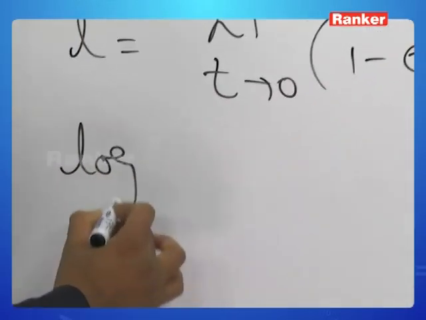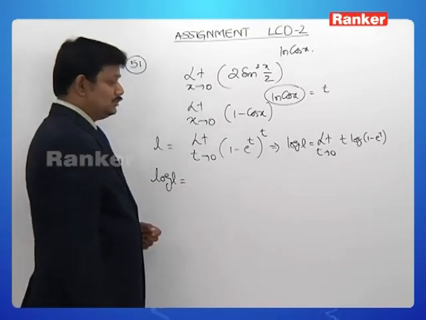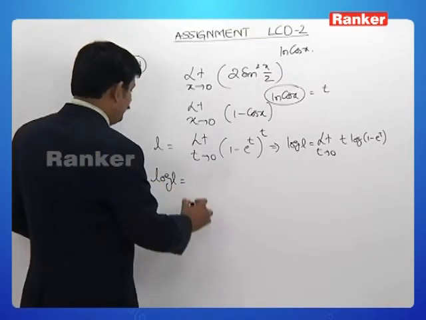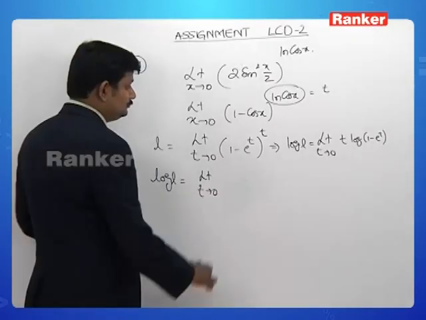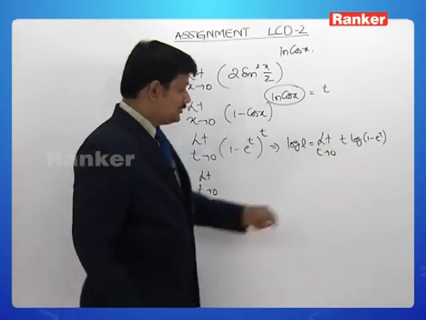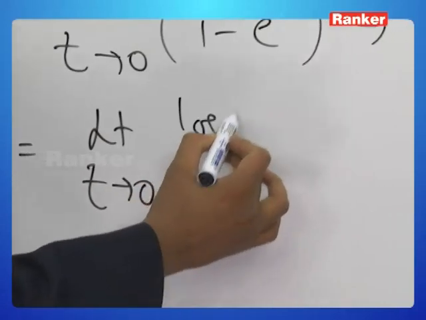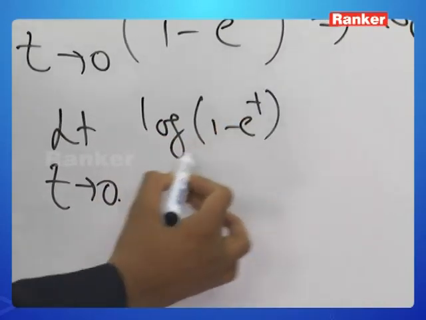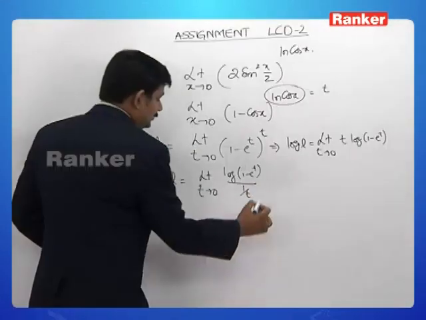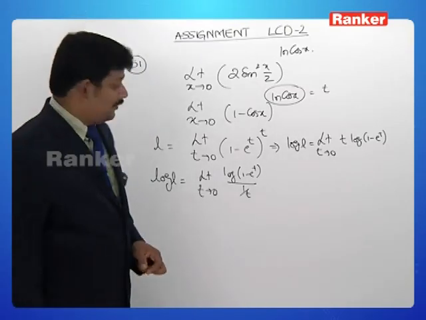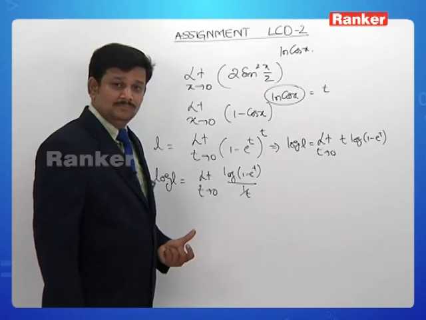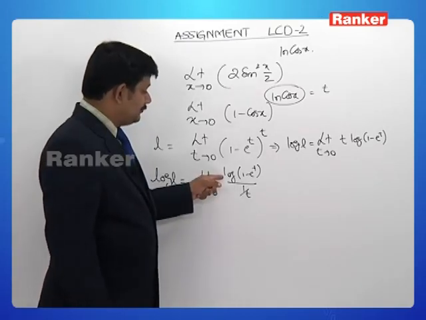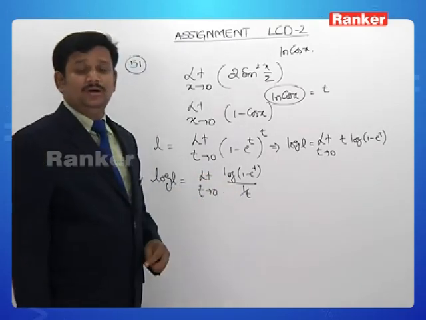Let us apply L'Hospital rule to evaluate this limit. Before that, let me write this limit as limit t tending to 0 of log of 1 minus e power t divided by 1 by t. Now, it is infinity by infinity form.